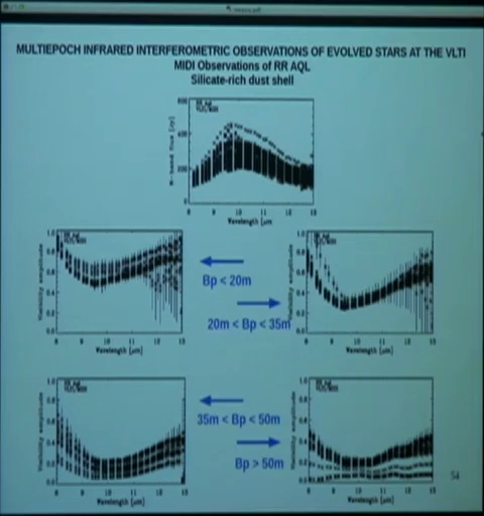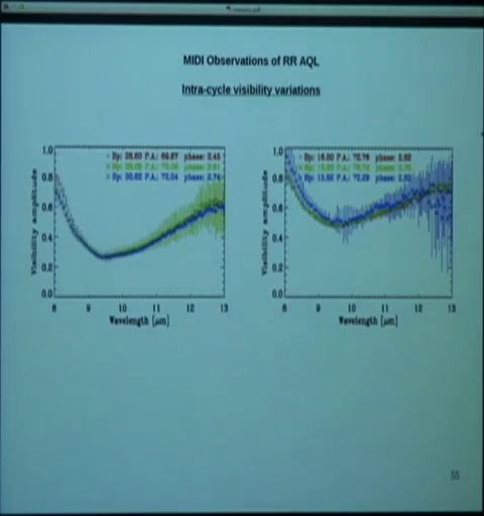we are using. So we divided our observations into 4 different groups: observations with projected baselines up to 20 meters, 20 to 35, 35 to 50 meters, and more than 50 meters. And you can see how the visibility behaves, and how with longer baselines we are resolving the object better, because the object is resolved and the visibility is reaching 0. I will speak about it later.